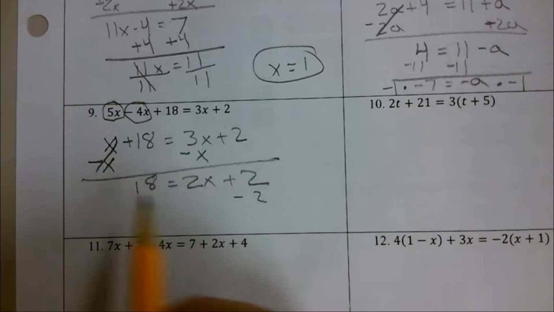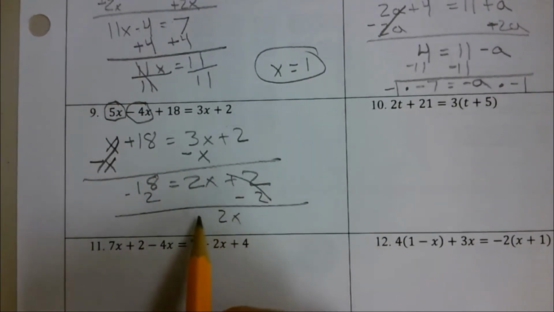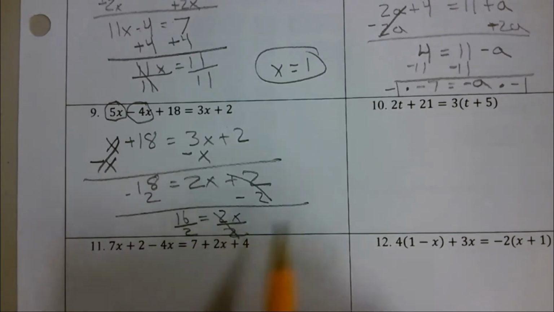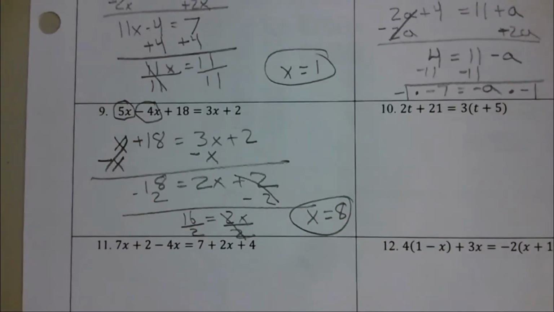Then we subtract 2. So we get 2x equals 16. And then divide by 2 on both sides to get x by itself. You get x equals 8. 16 divided by 2 is 8.